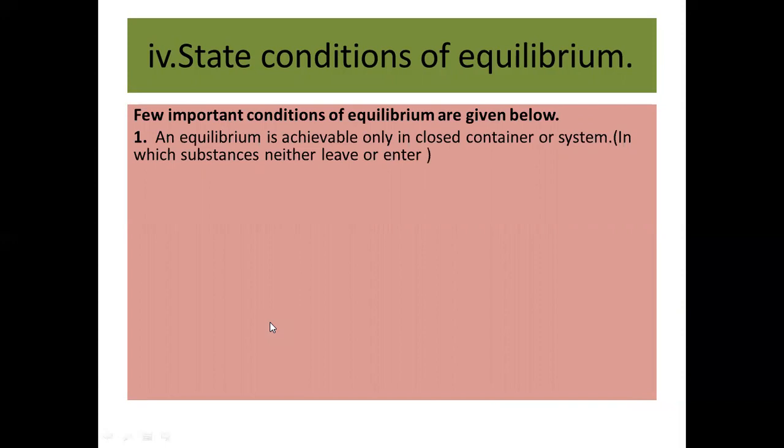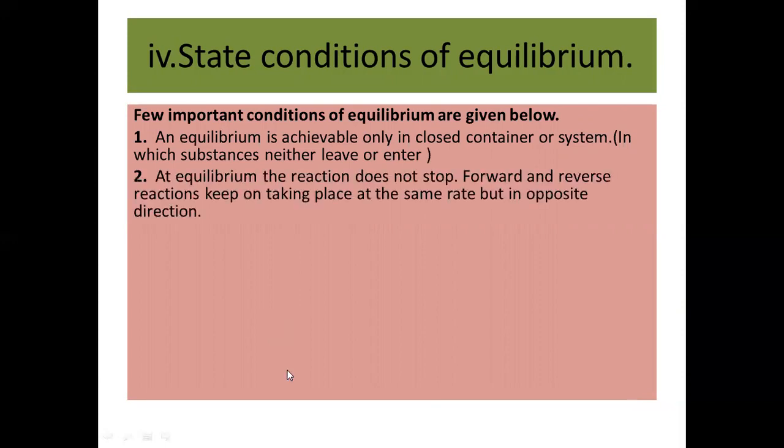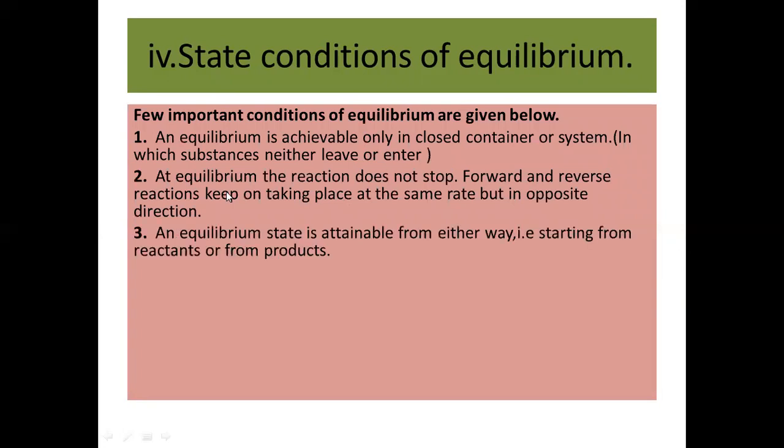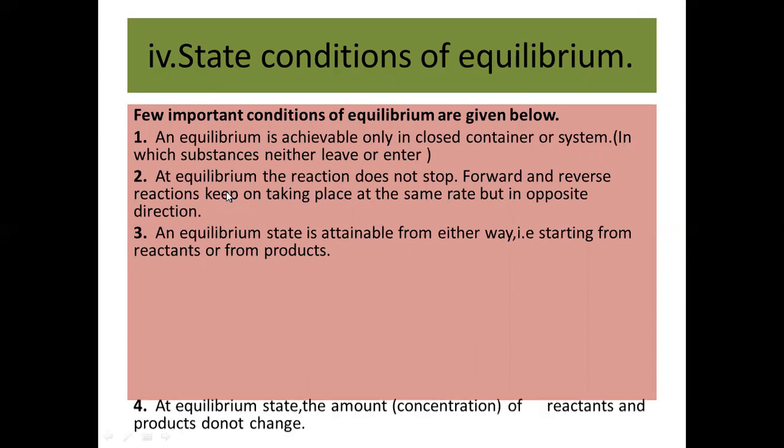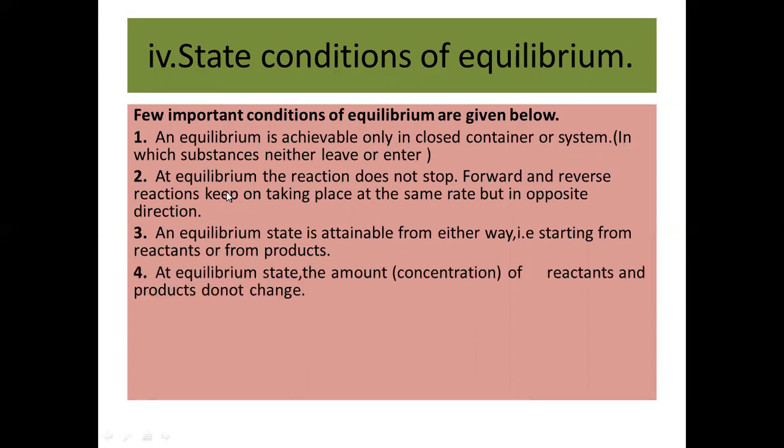The first condition is that equilibrium is achievable only in a closed container or system in which substances neither leave nor enter. At equilibrium, the reaction does not stop. Forward and reverse reactions keep on taking place at the same rate but in opposite directions. An equilibrium state is attainable from either way, whether you start from the product side or the reactant side. At the equilibrium state, the concentrations of reactants and products do not change. They become constant.